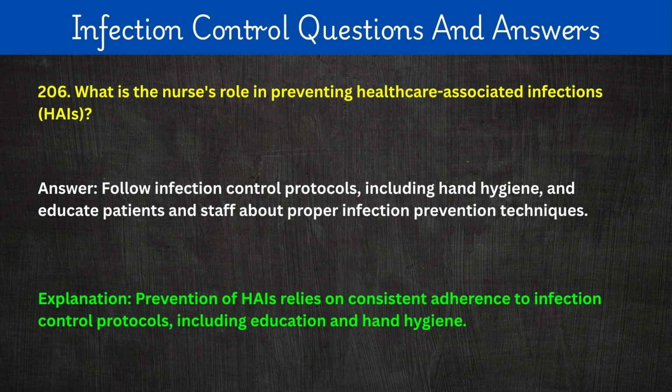206. What is the nurse's role in preventing healthcare-associated infections, HAIs? Answer: follow infection control protocols, including hand hygiene, and educate patients and staff about proper infection prevention techniques. Explanation: prevention of HAIs relies on consistent adherence to infection control protocols, including education and hand hygiene.